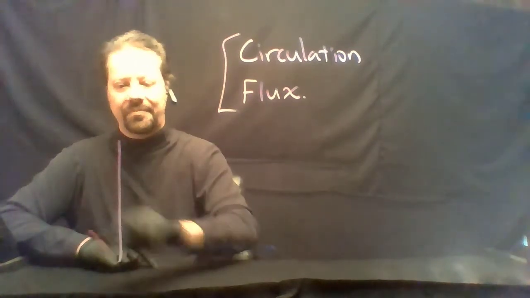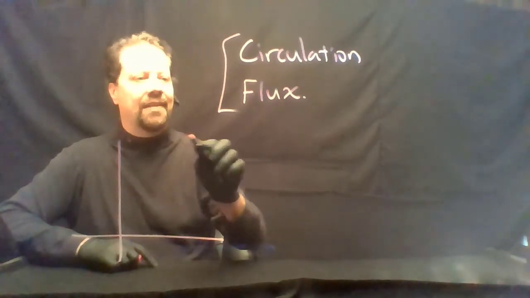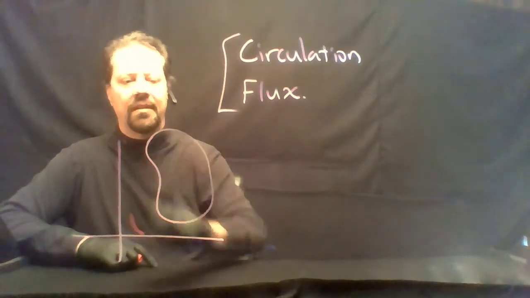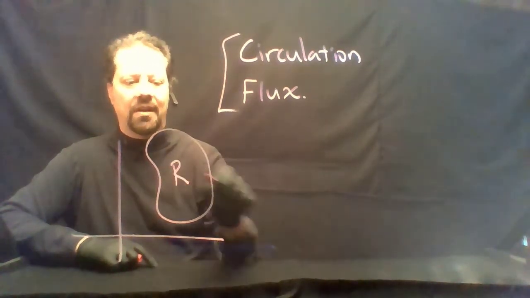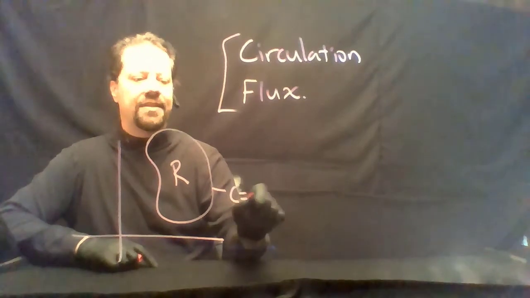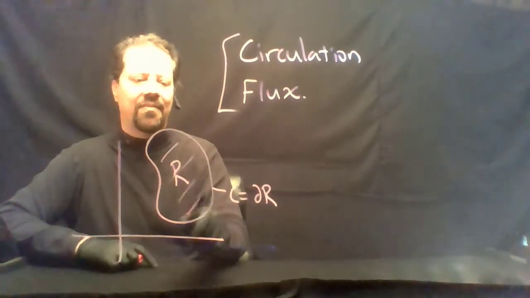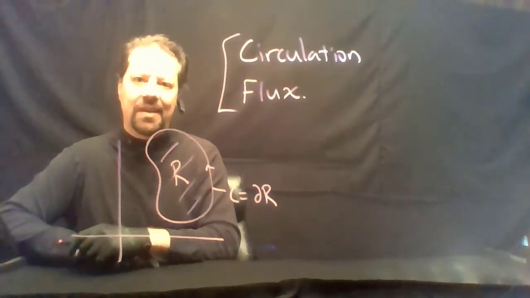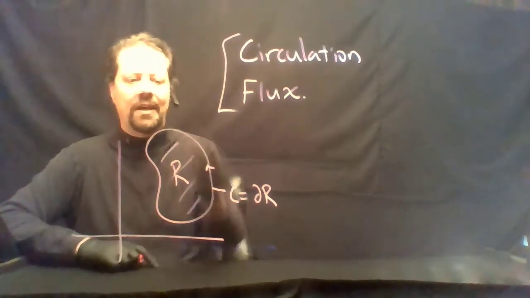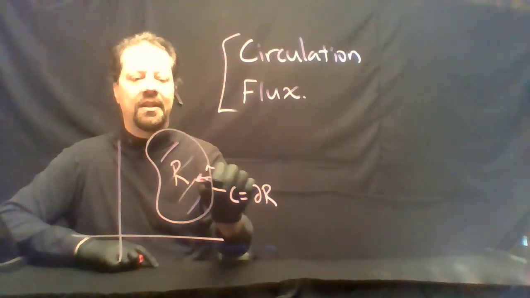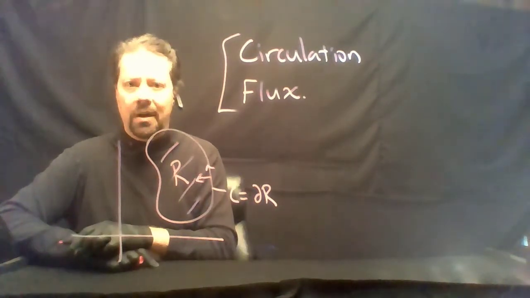First, how do I define circulation? Suppose you have some region R and the curve C is the boundary of the region R, like this. We of course parameterize the boundary so that we go counterclockwise around, always, as if we were walking along the edge, keeping the enclosed region to our left.